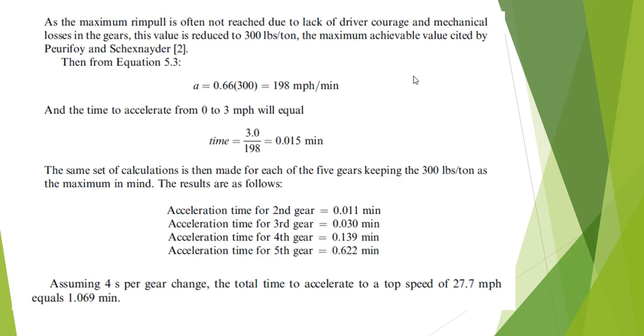So the time to accelerate from 0 to 3 miles per hour equals 3 divided by 198, or 0.015 minute. So you can do the same kind of calculation for each of the gears if you keep the 300 pounds per ton as a maximum, and then it will tell you how quickly it would take to get all the way up to 5th gear.